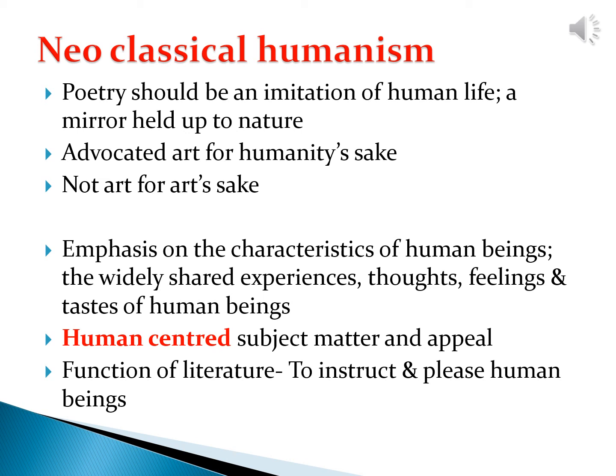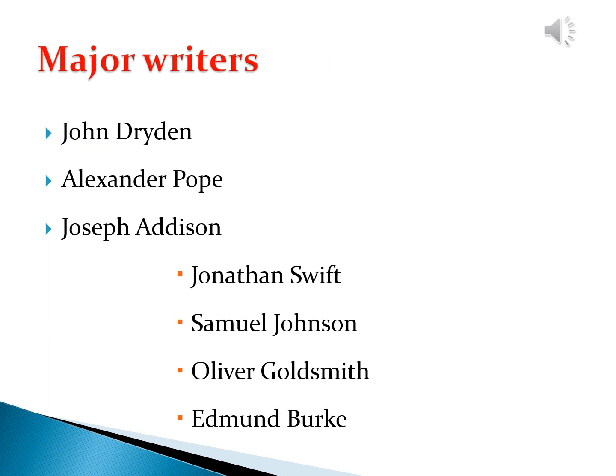Neoclassicism at large emphasized balance, restraint, and order. They championed reason over passion. Above all, human being was their prime concern. On this slide, you can find the names of the major writers of the neoclassical age: John Dryden, Alexander Pope, Joseph Addison, Jonathan Swift, Samuel Johnson, Oliver Goldsmith, and Edmund Burke.